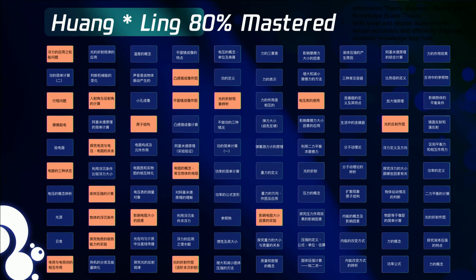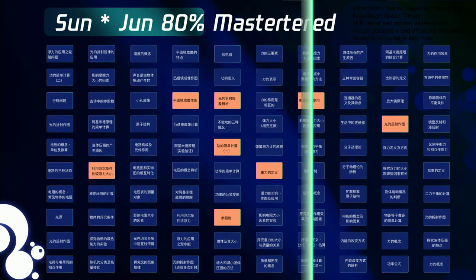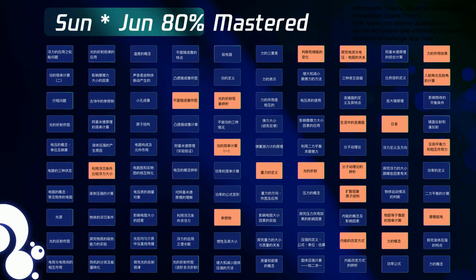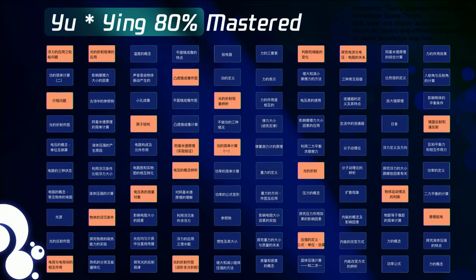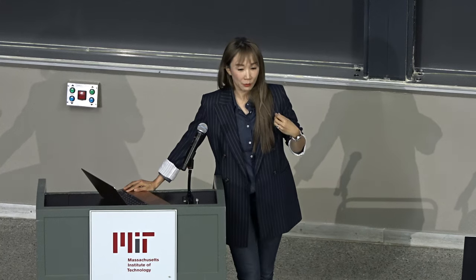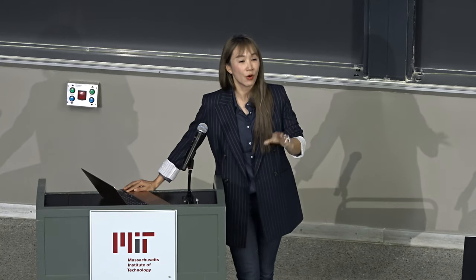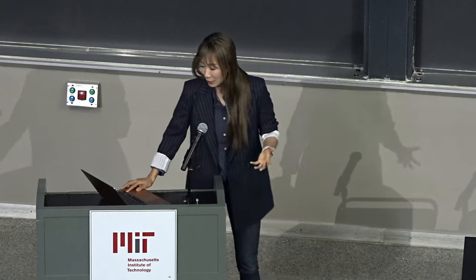Another example: there are 3 students whose mastery of the knowledge is similar, 80%. The blue ones are mastered, and 20% are the pink ones. Another student, Sun, has a similar mastery, but the weaknesses are totally different. And the third student's weaknesses are different too. That means if the 3 students are sitting in one classroom, they should actually learn differently. That's what we do. We recommend they learn differently, in their own learning path and with learning contents suitable for them.